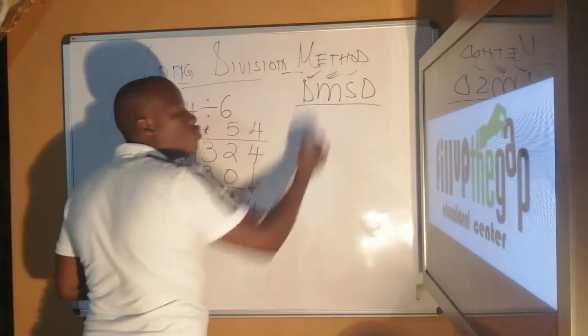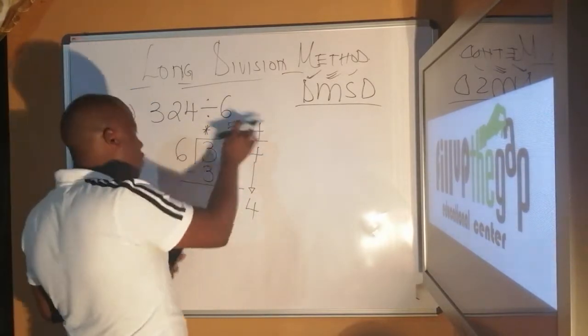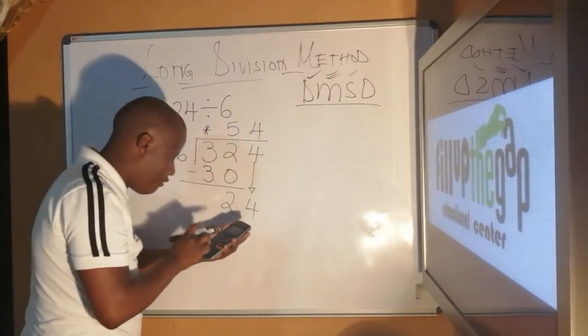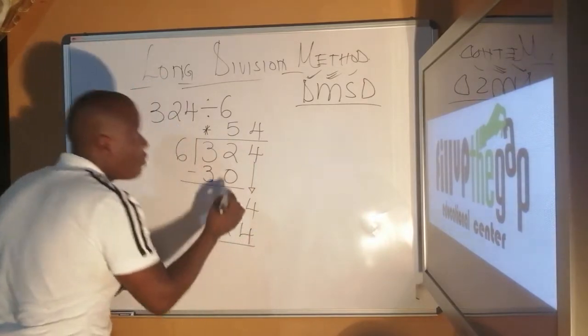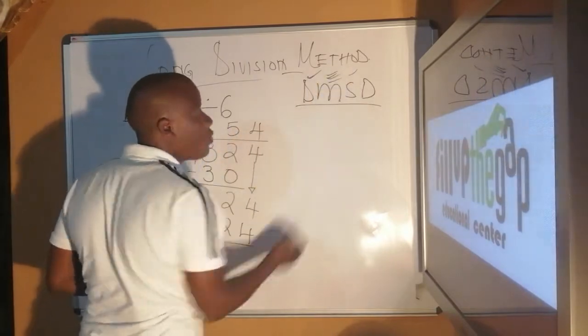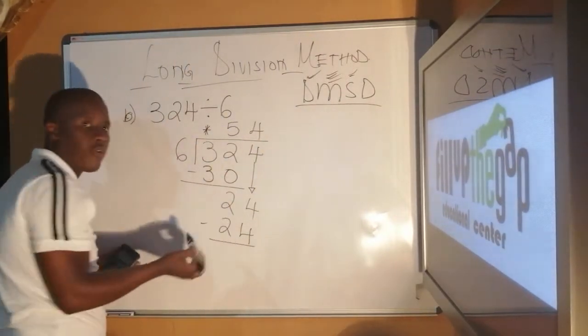From there, we are done with dividing. We have to go to multiplication. What is it that we have to multiply? We multiply 4 by 6. So 4 times 6 is 24. Then we are done with multiplication. Where are we going now? Subtraction. What are we subtracting? We are subtracting 24 from 24.